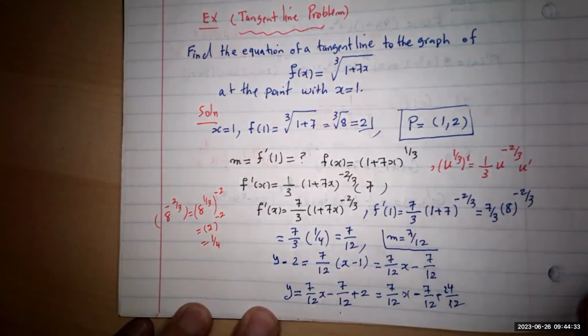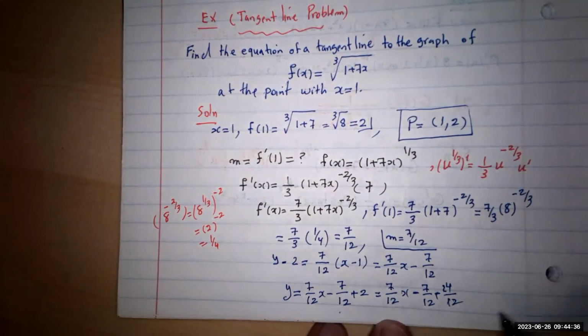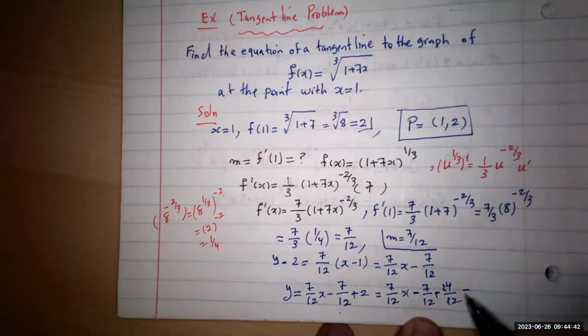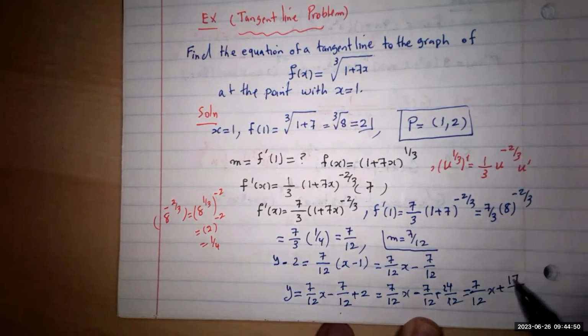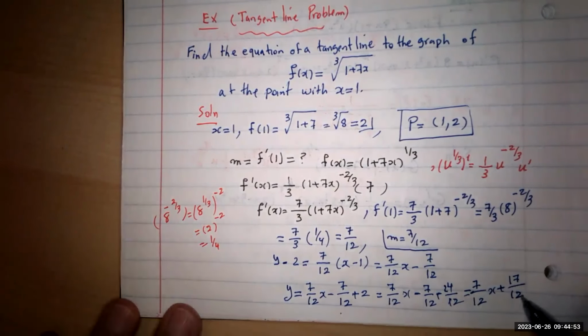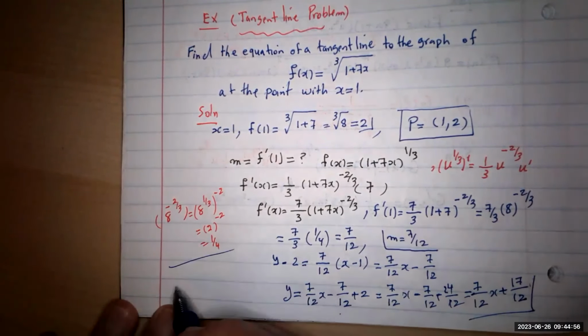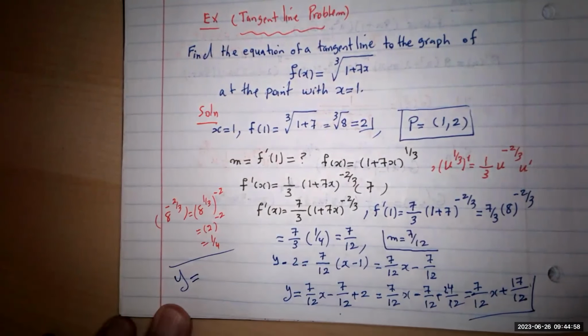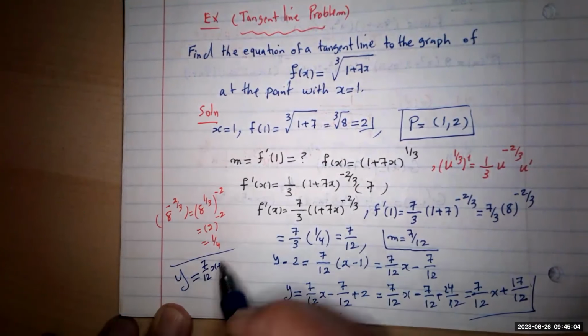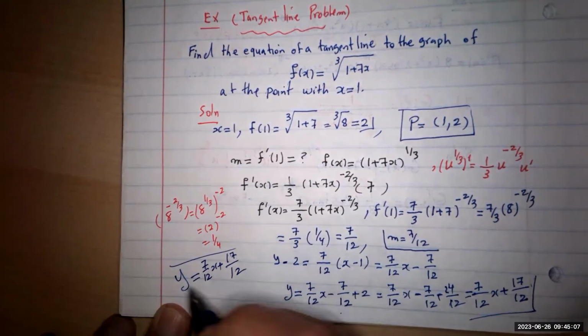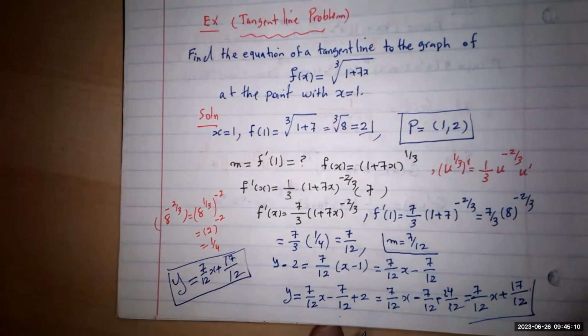So 24 minus 7 would be 17. Okay, so the final answer is going to be 7/12 x plus 17/12. So this is going to be the final answer: y equal to 7/12 x plus 17 over 12. So that would give us the final answer.